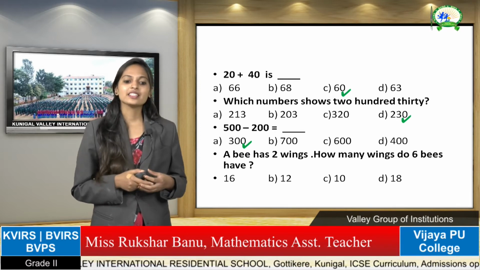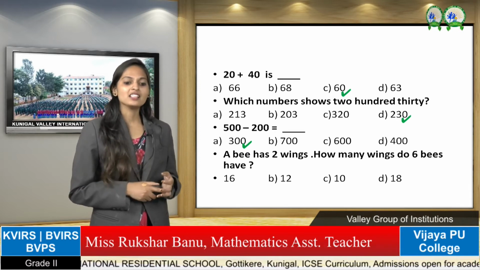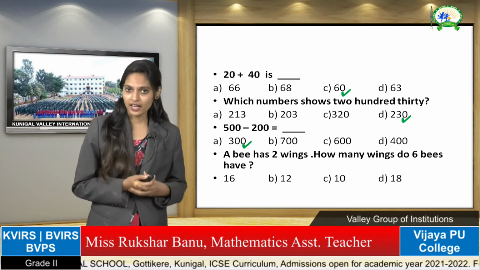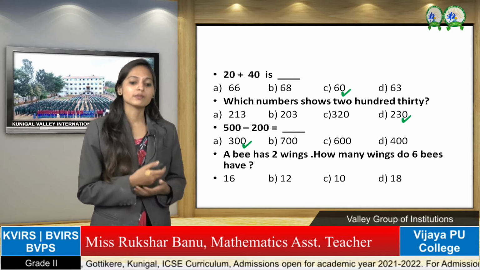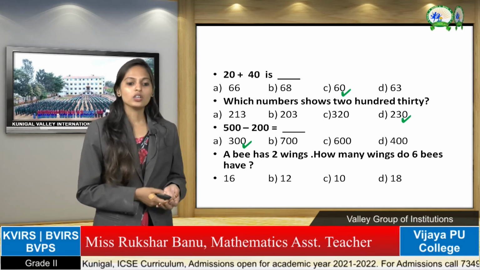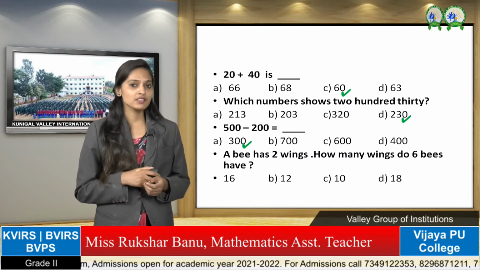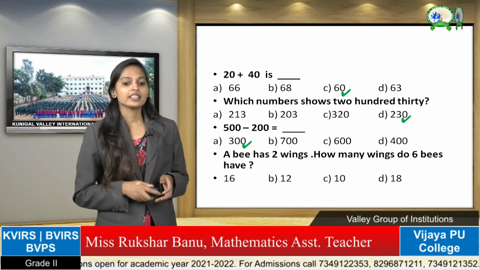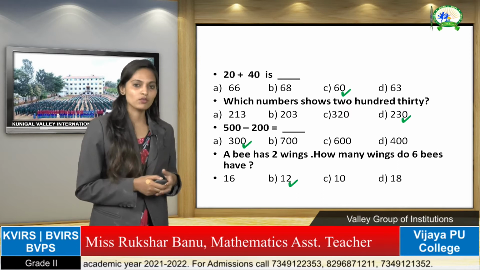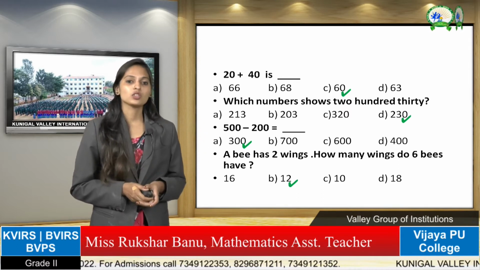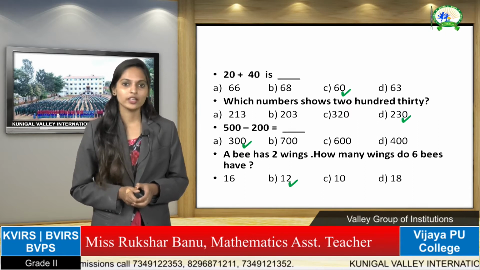This is like a story problem. A bee has 2 wings. So how many wings do 6 bees have? This is a multiplication question. A bee has 2 wings, so how many do all 6 bees have? If we count together, that is 12. For 6 bees there will be 12 wings. Like this, the correct answer you have to write.